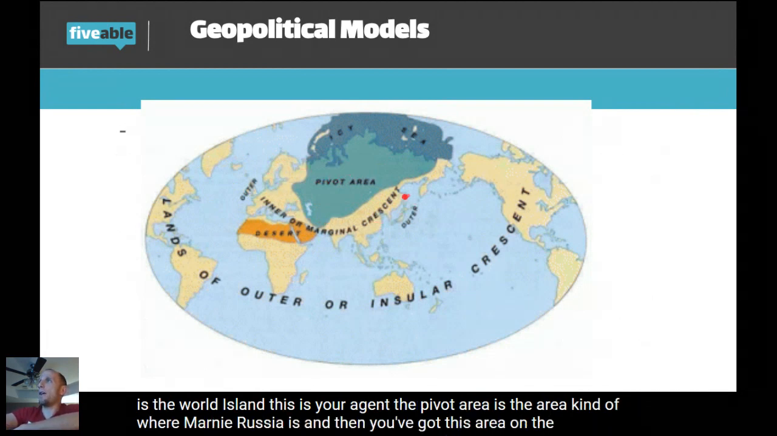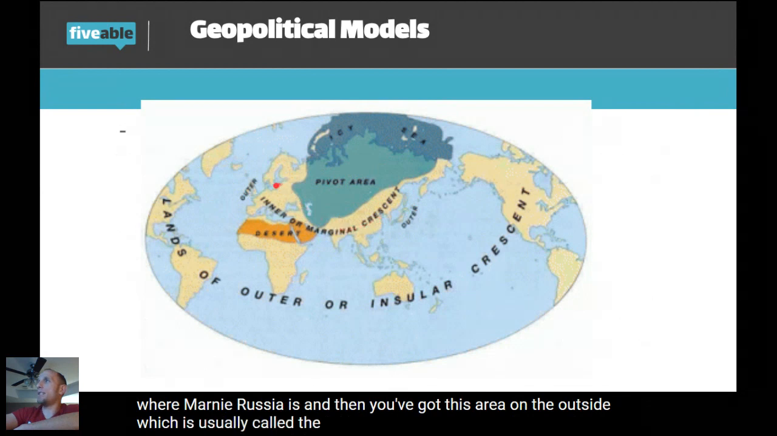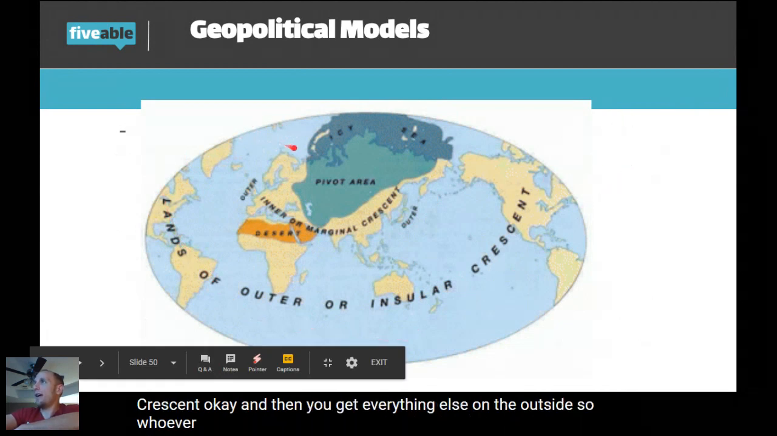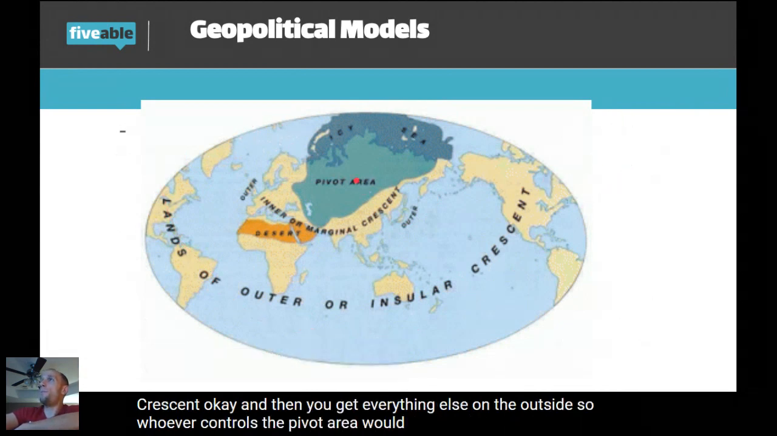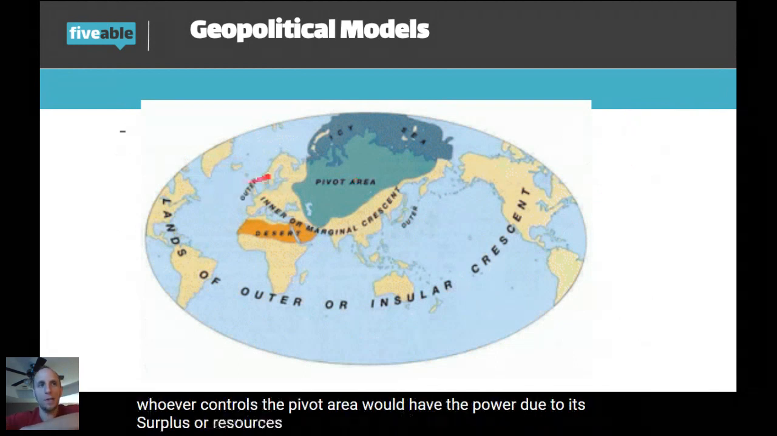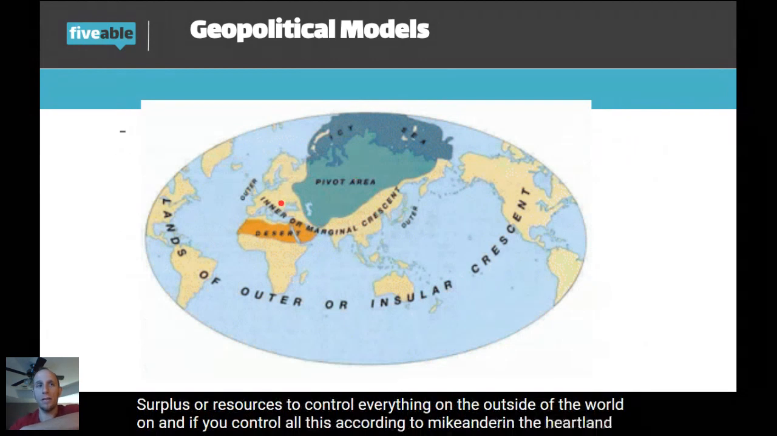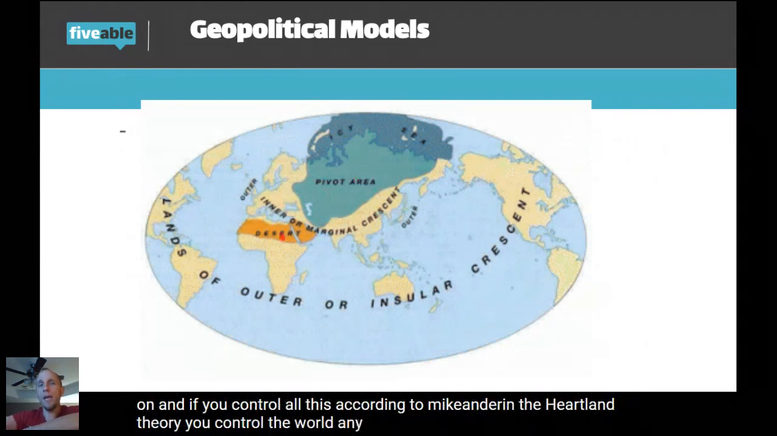And then you've got this area on the outside, which is usually called the rimland, in this case, the inner or marginal crescent. Okay. And then you've got everything else on the outside. So whoever controls the pivot area would have the power, due to its surplus of resources, to control everything on the outside of the world island. And if you control all this, according to Mackinder and the Heartland Theory, you control the world, baby.